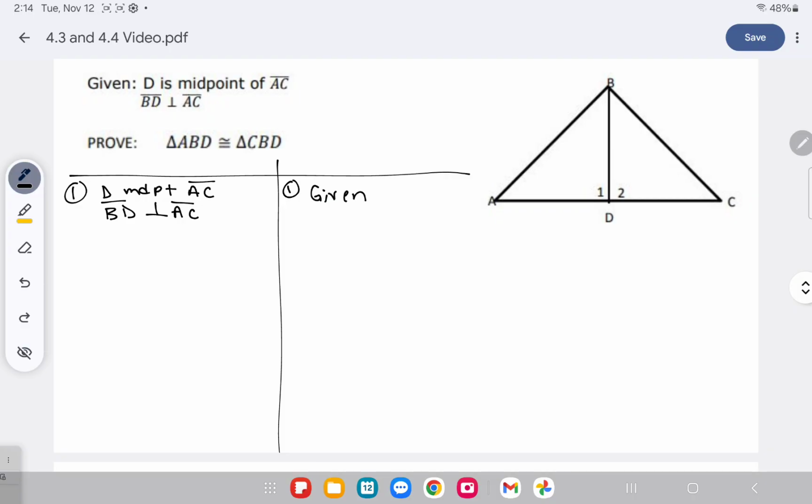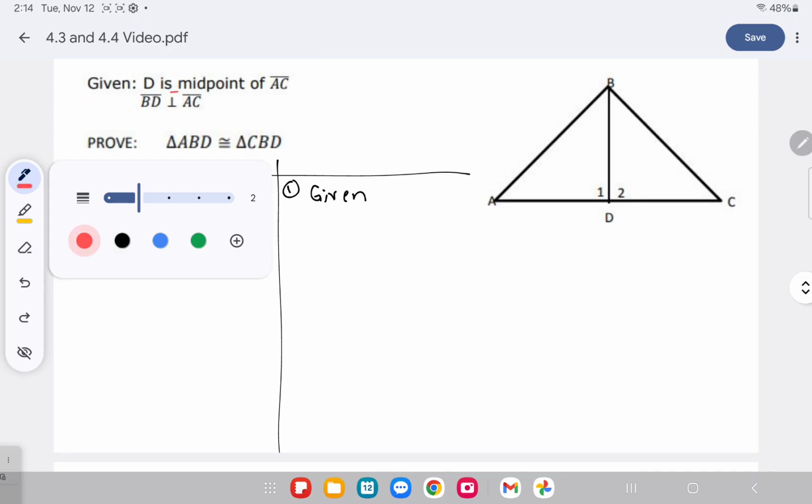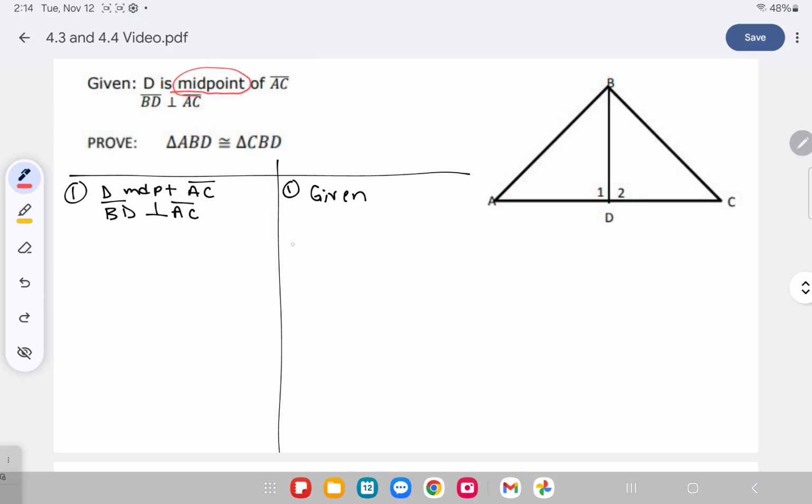So let's start with the midpoint. D is the midpoint. Whenever you see a vocab word, that's going to show up in our reasons as definition of midpoint. So what do I know about midpoints? I know that D is right in the middle of AC, which means that AD is congruent to CD. There is our first congruent statement.